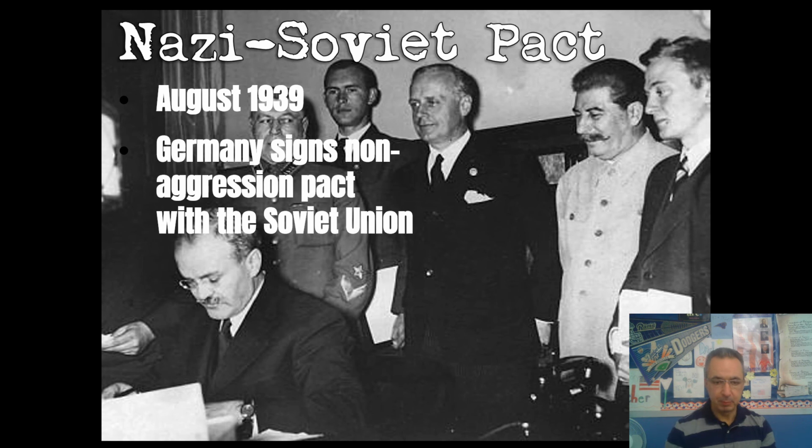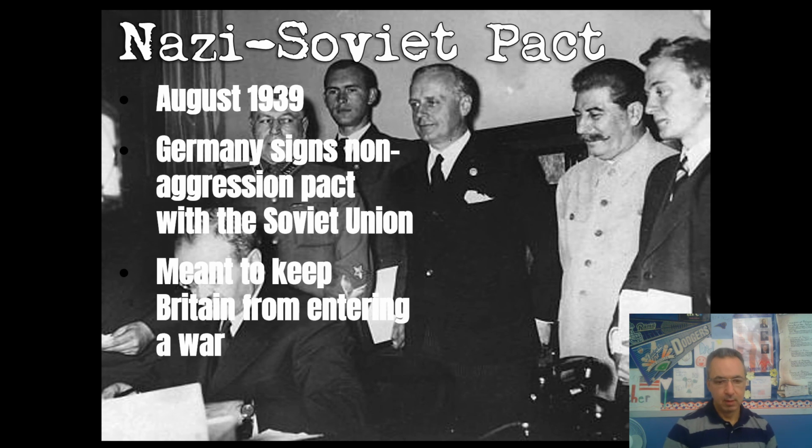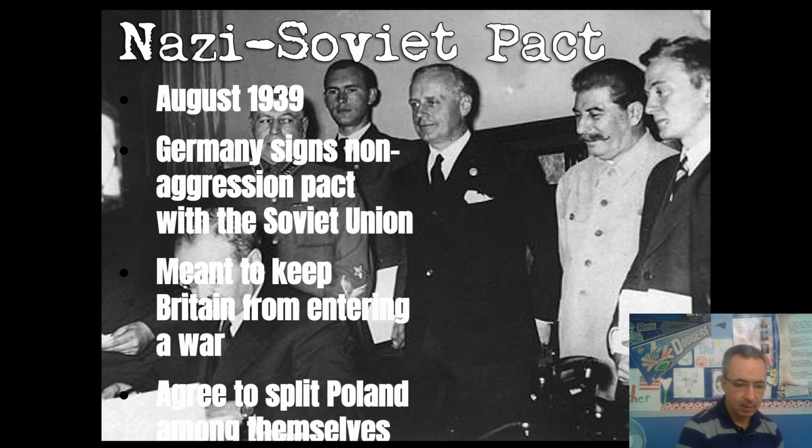This is an agreement between Hitler and Stalin, Germany and the Soviet Union. Additionally, this was an idea to kind of keep the British out of the war at this point in time as well. And then the key thing they agreed to is to split Poland, with the eastern half of Poland going to the Soviet Union, the western half to Germany and Hitler.